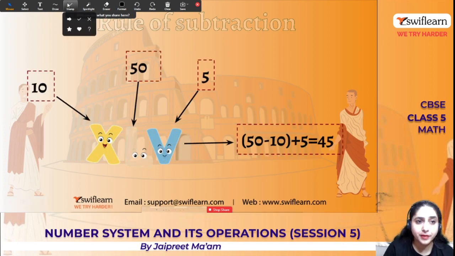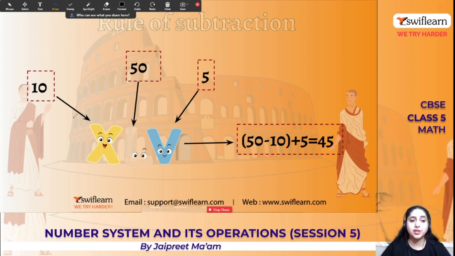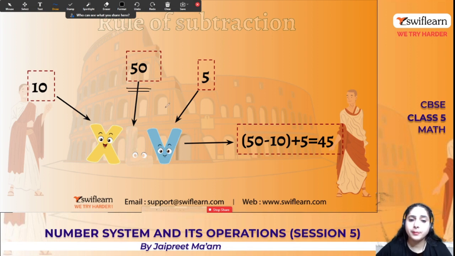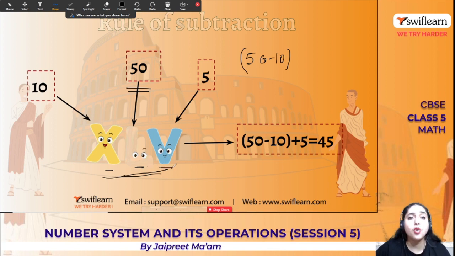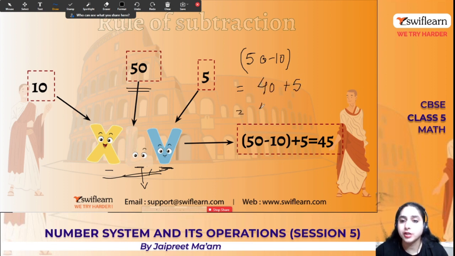Now let's see one more example of the rule of subtraction. XLV. Here we will apply two rules together. First L and X: you first have to subtract 10 from 50, because the smaller value is written first. Then the smaller value is written after the greater value. So L is greater and we have to add 5 to it. So we can write 40, then we add 5, that is 45.